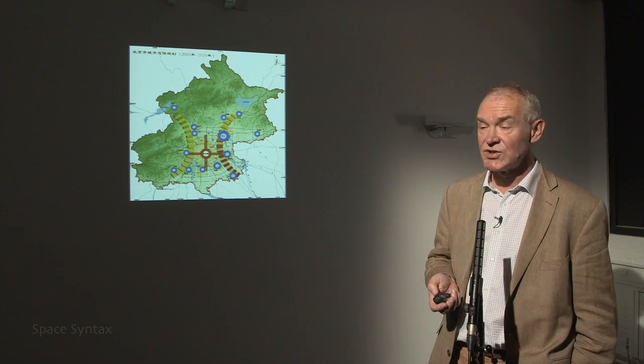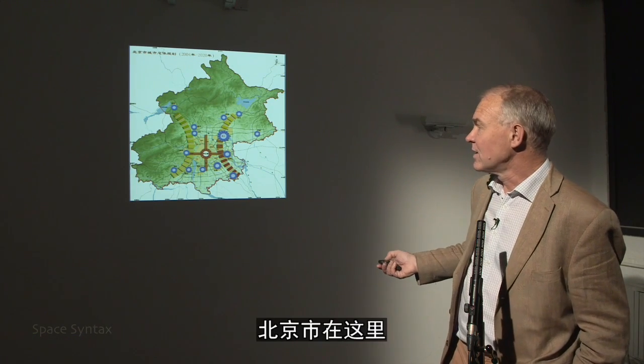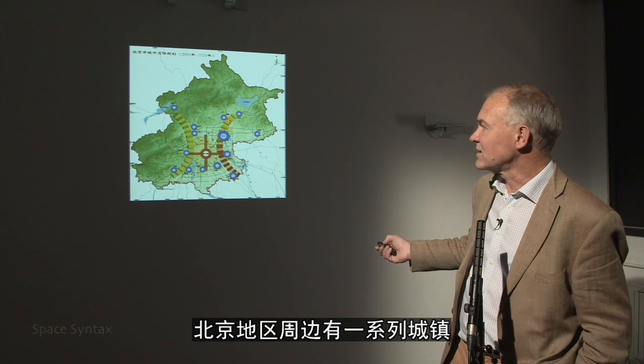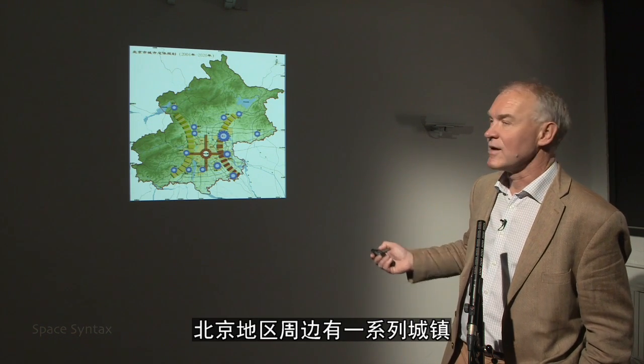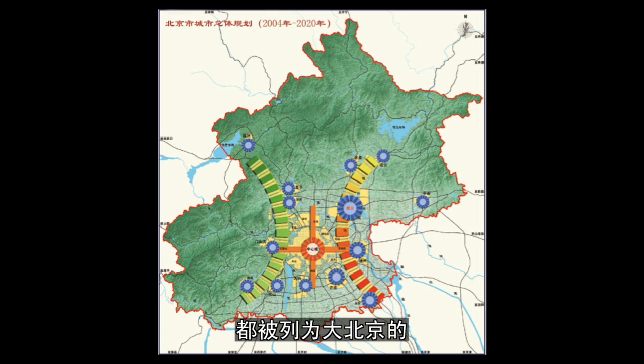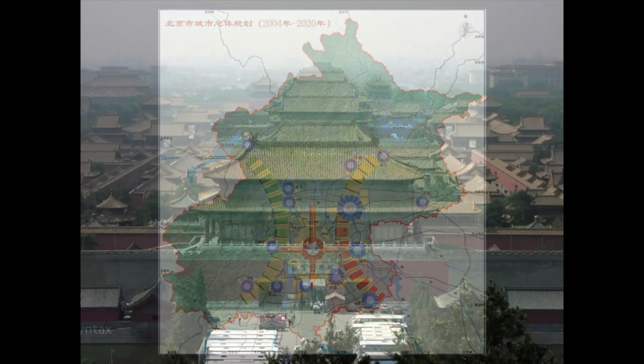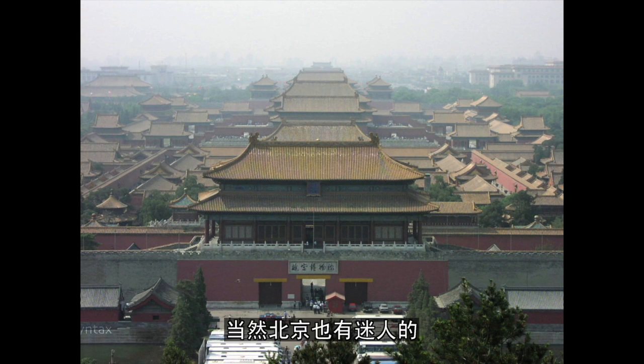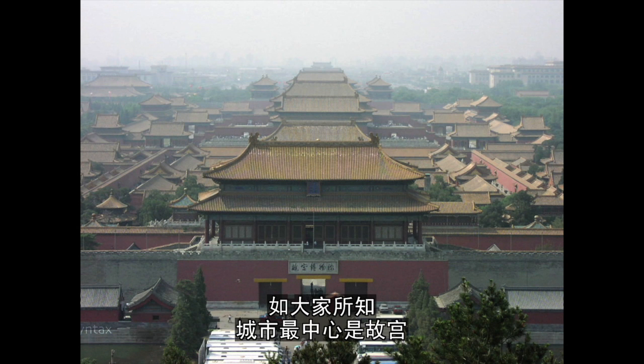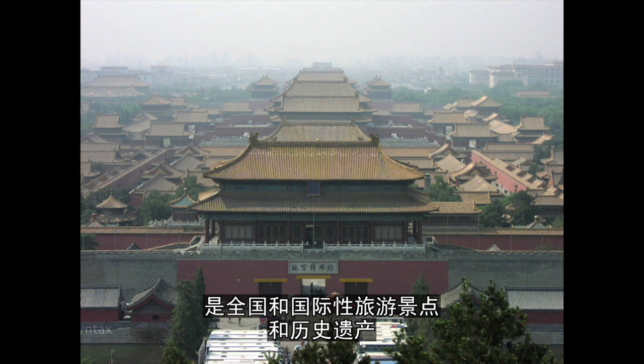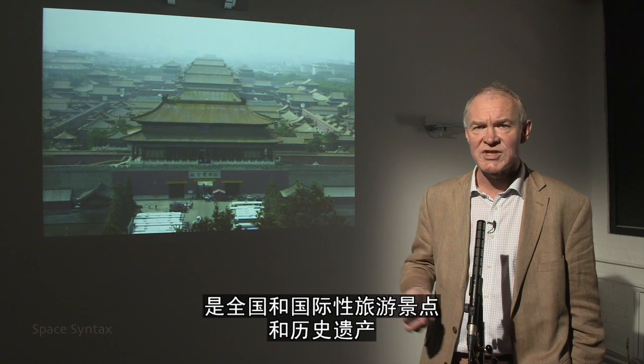In Beijing, for instance, you have a major city plan. The city of Beijing here, and it has a series of outlying cities in the Beijing region, which are all marked for growth and for economic and social growth in the larger Beijing area. But of course, Beijing has major historic, fantastic heritage. Right at the heart of the city is the Forbidden City, as you know. And this is an area which is preserved. It is an area which is a national and an international tourist and heritage site.